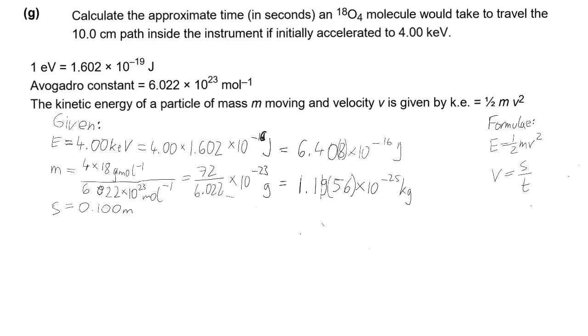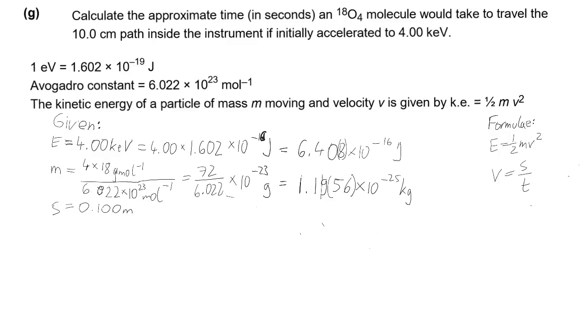So the mass of the molecule is 4 times 18 grams per mole, but to work out the mass of an individual molecule we then need to divide by Avogadro's constant. That is because Avogadro's constant tells us how many molecules there are in a mole, and 4 times 18 is the mass that a mole of 18O4 molecules would have, so if we divide by Avogadro's constant we get the mass of one individual molecule.